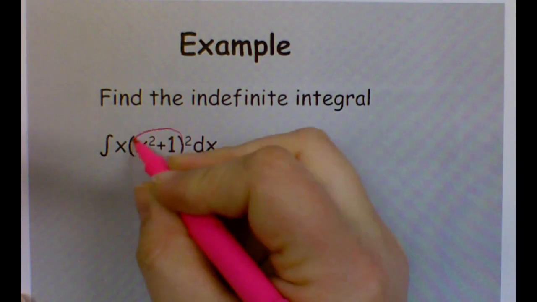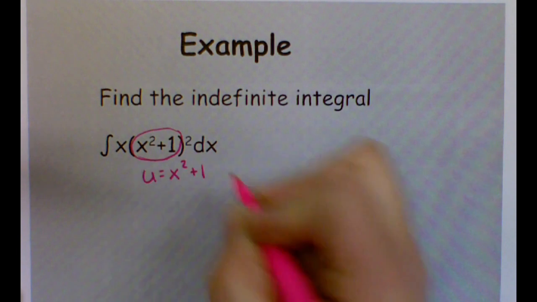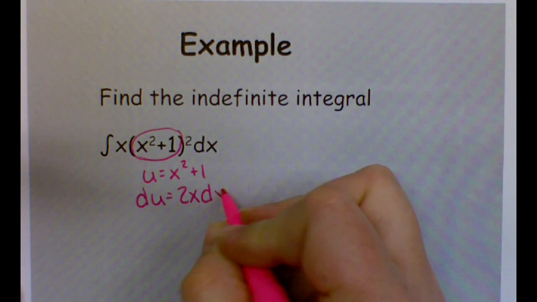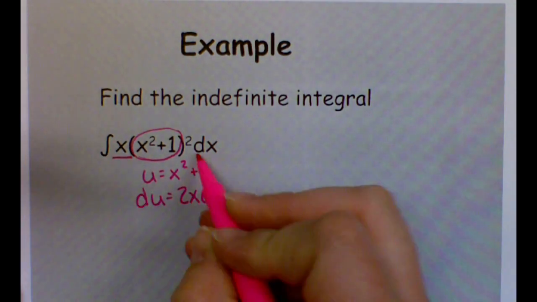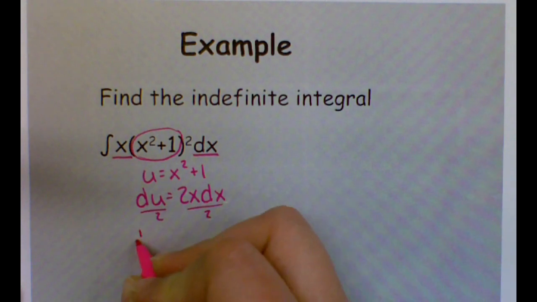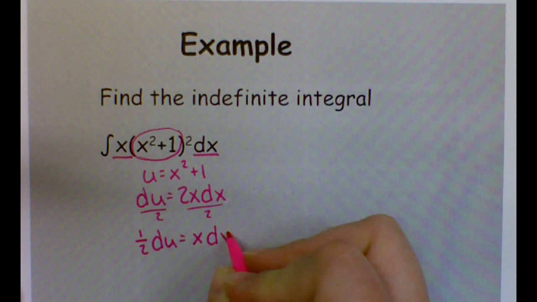I could take out x squared plus 1. And then my du would be 2x dx. Well, I don't have a 2x, I just have an x dx, so we divide that 2 over. 1/2 du is equal to x dx.